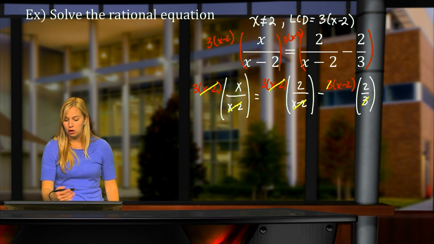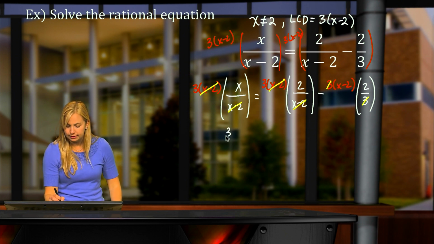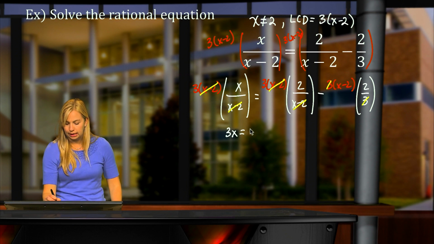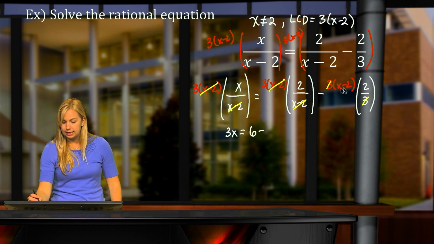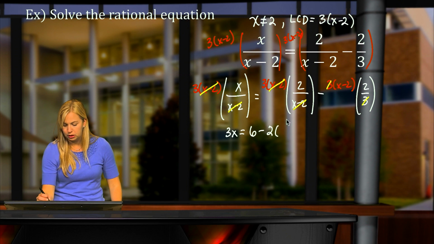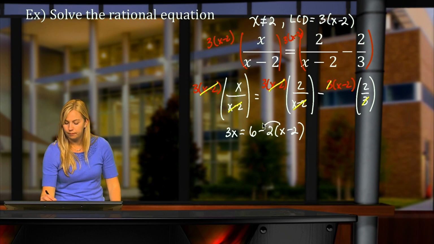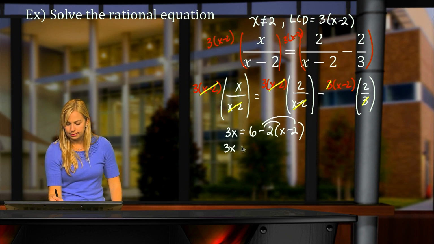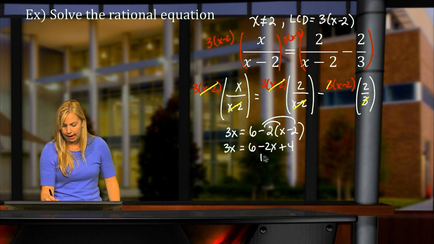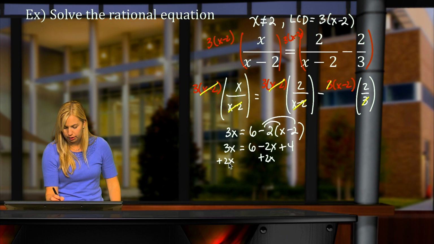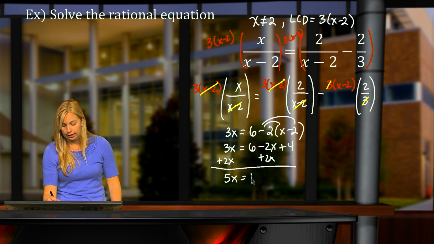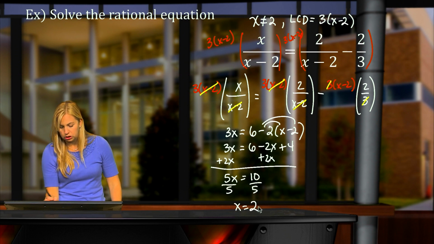So what do we have left over? We have no more denominators. We have 3 times x in the first term equals 3 times 2 is 6 minus x minus 2 times 2. So I'm going to put the coefficient out front so that I can distribute. 3x equals 6 minus 2x plus 4. We're going to add 2x to both sides to combine our variable terms. 5x equals 6 plus 4. On the right-hand side is 10. Divide both sides by 5, we get x equals 2.